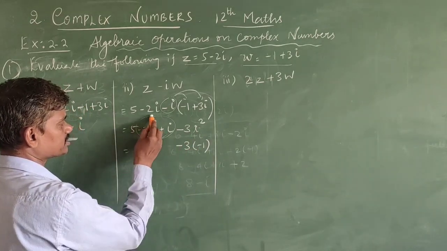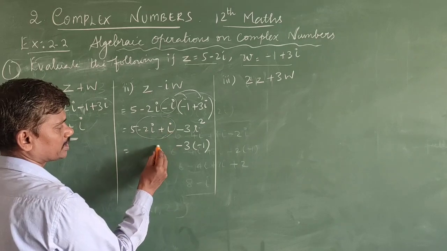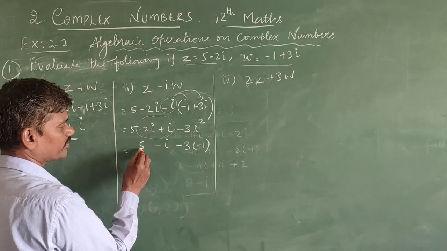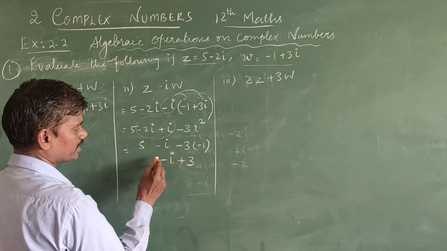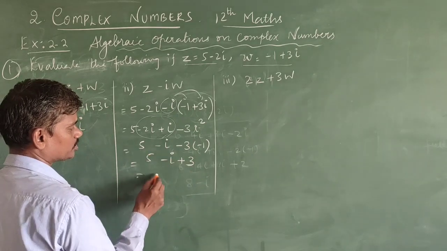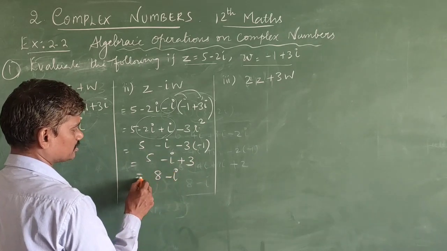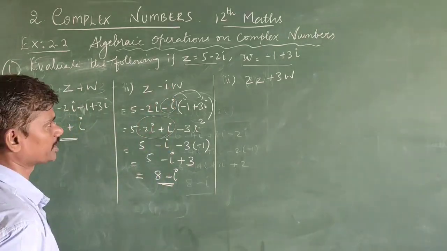Now in the imaginary terms, minus 2i plus i, if you add them you get minus i. The 5 stays as it is. Minus 3 into minus 1 becomes plus 3, so 5 plus 3 gives 8, minus i. So this is the answer for z minus iw.